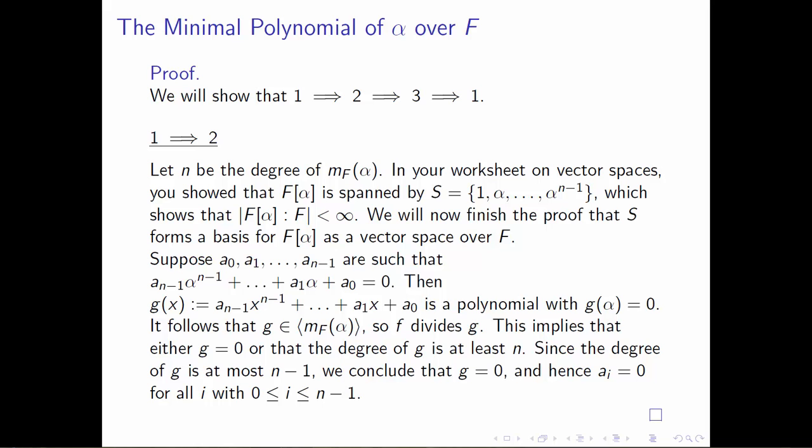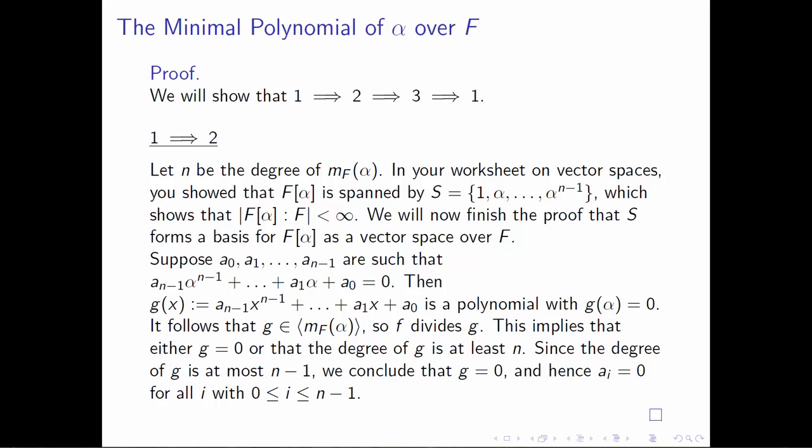What's left for us to do that, which was not on your worksheet, is to suppose that we have a linear combination of the elements of S that gives us 0, and we want to show that each one of the field elements happens to be 0 itself. So let's suppose we have a0, a1, all the way up through a sub n minus 1, elements of that ground field F, and we're supposing that a sub n minus 1 times alpha to the n minus 1, and so on and so forth, plus a1 alpha plus a0 is equal to 0.